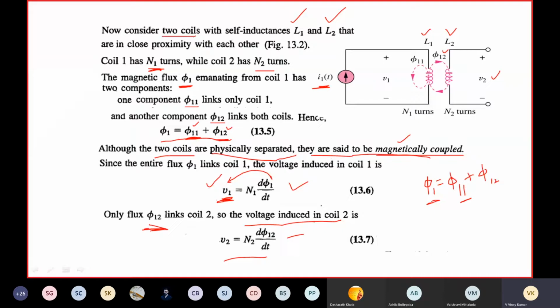Because of its own flux, EMF is induced. That EMF is called self-induced EMF. V1 is equal to N1, the number of turns of coil 1, times d phi 1 by dt. So N1 d phi 1 by dt is called self-induced EMF.